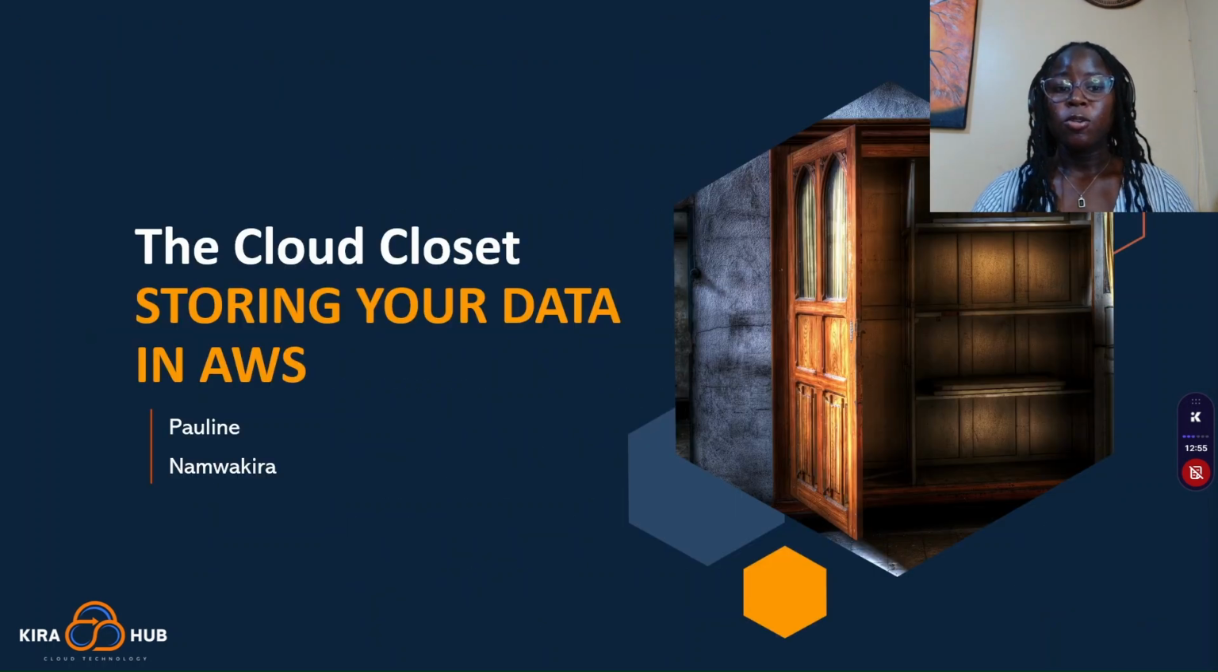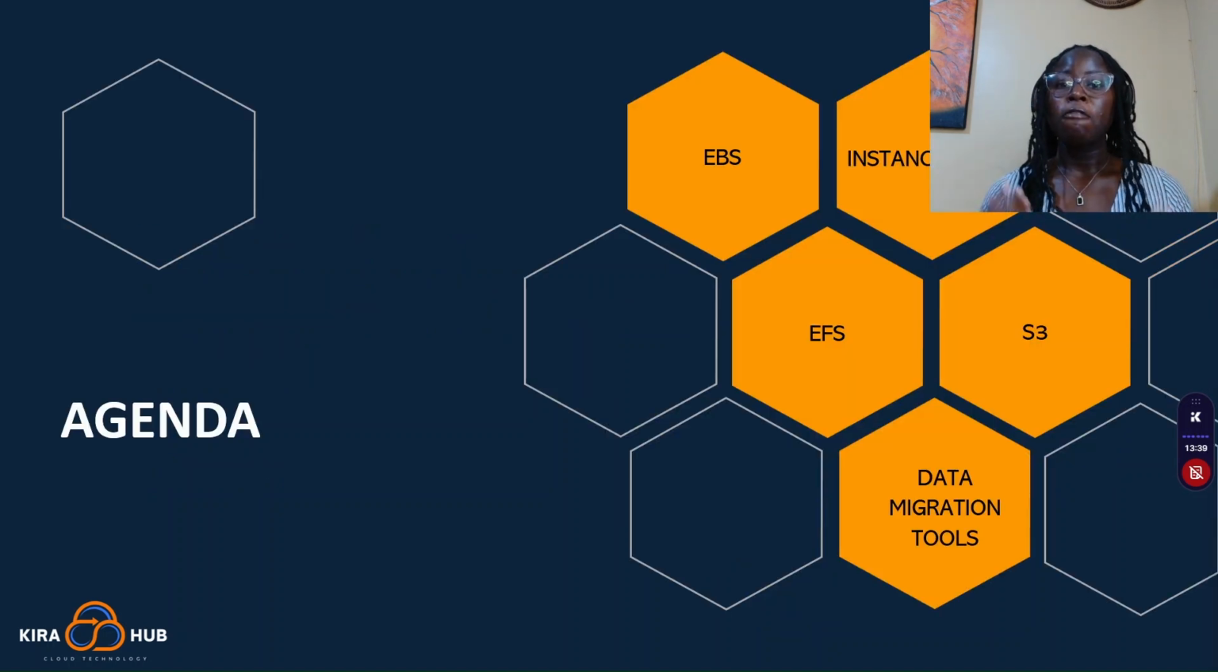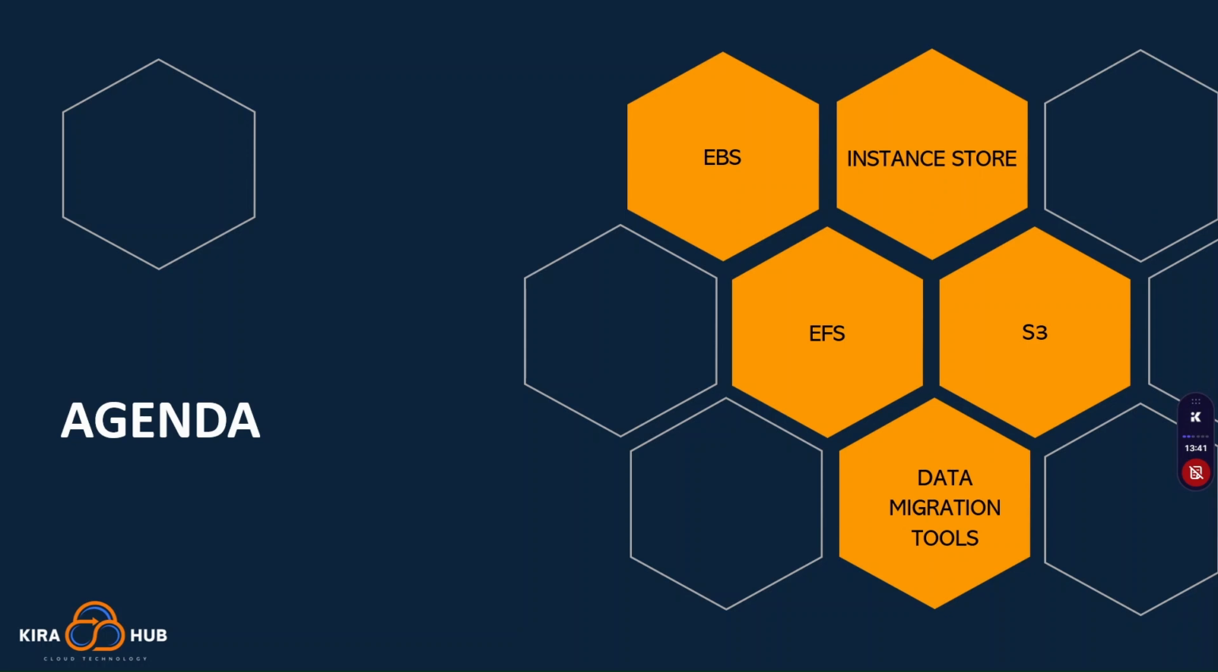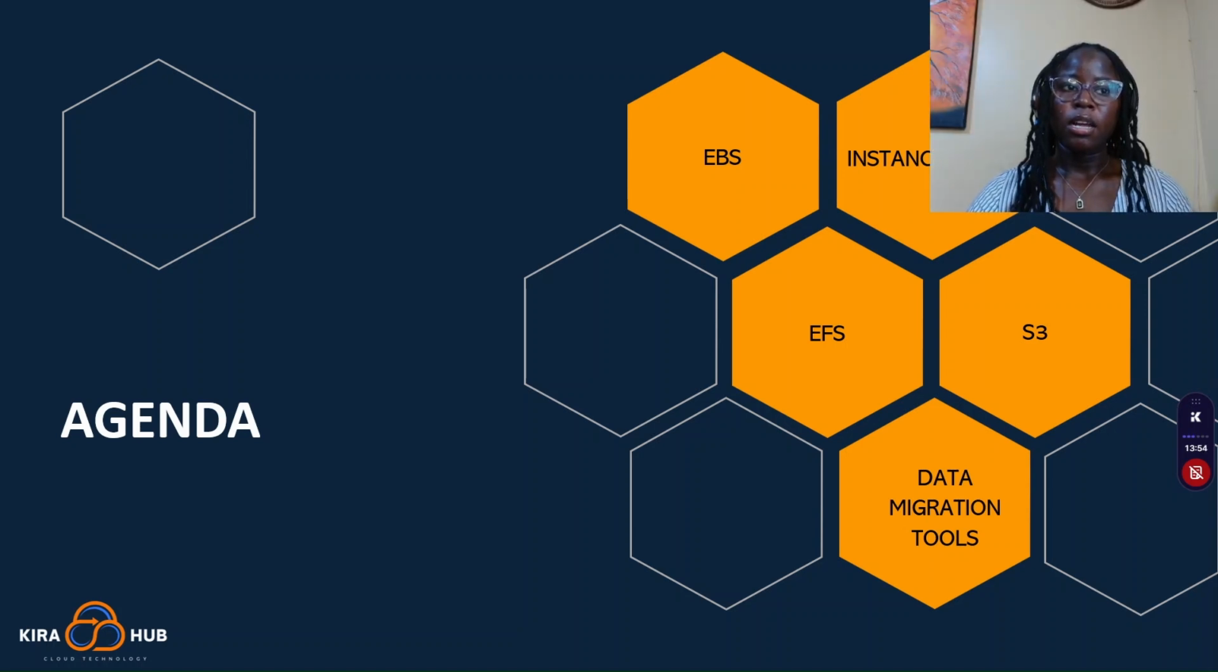So to get started, cloud closet. Where exactly do you store your data in AWS, and which storage solution will be the best for which use case? So our focus today will be on EBS, the Elastic Block Storage. Instance Store, we'll discuss what that is in a moment. EFS, the Elastic File System. S3, Simple Storage Service, and the data migration tools that we have available in the cloud.